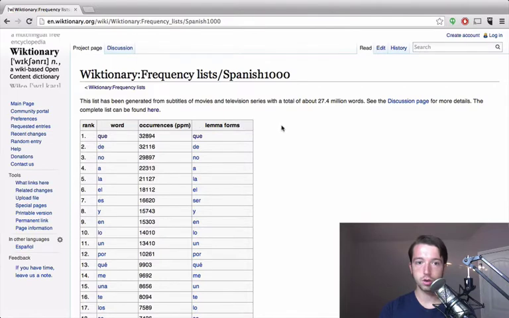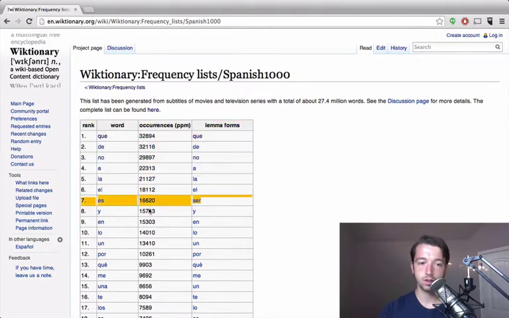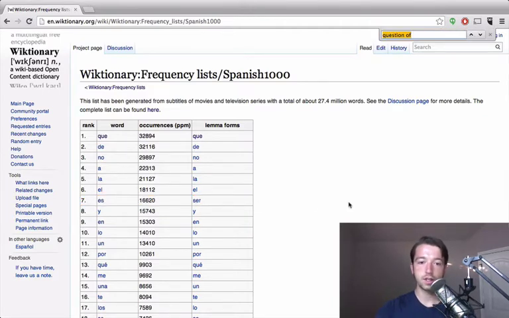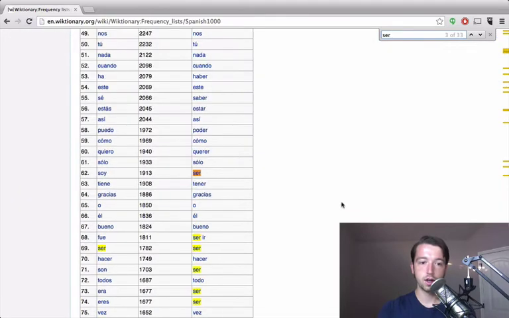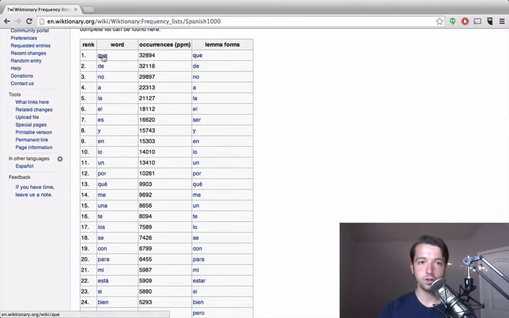So the way this list works is we have the word, and we have the basic form of the word. If you look at number 7 here, that's es, which means it is, he is, or she is, and the basic form of the verb will be ser. But ser itself, the form ser, doesn't occur until down at 69, so it's much less frequent than the conjugation es. Now, here's the interesting thing.